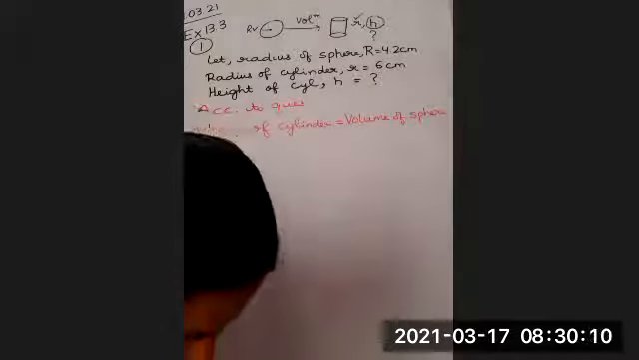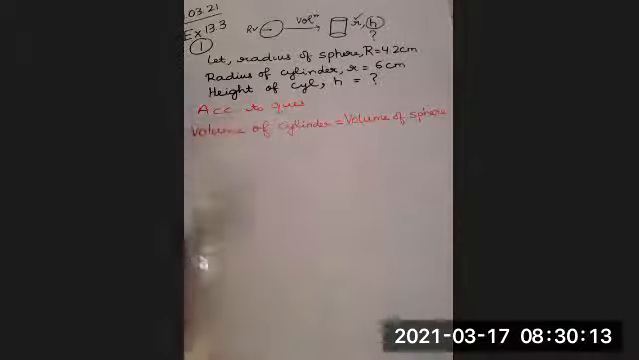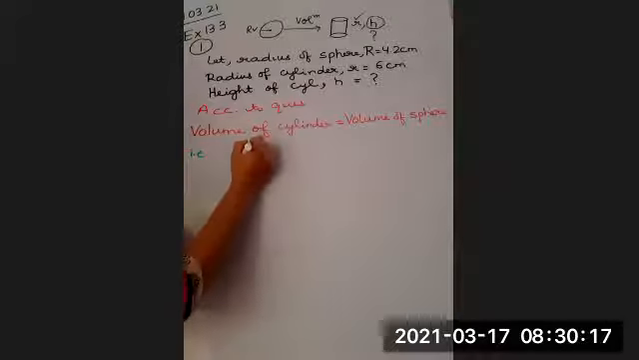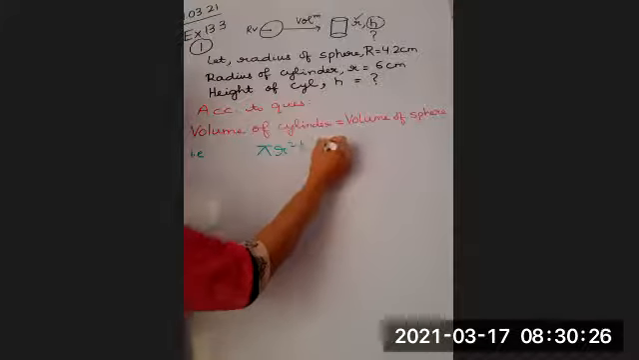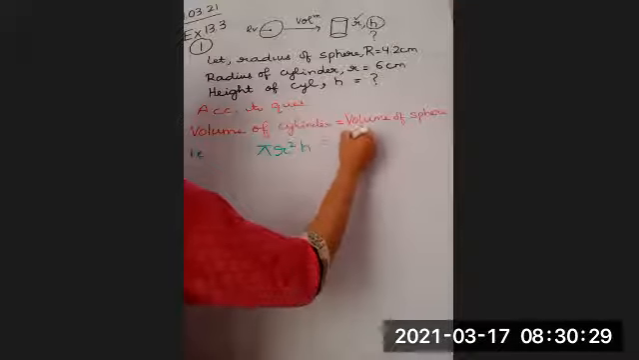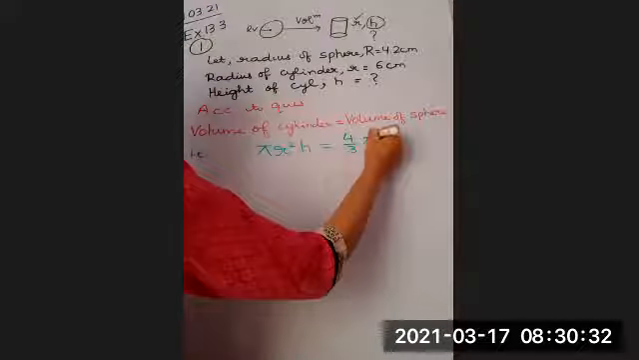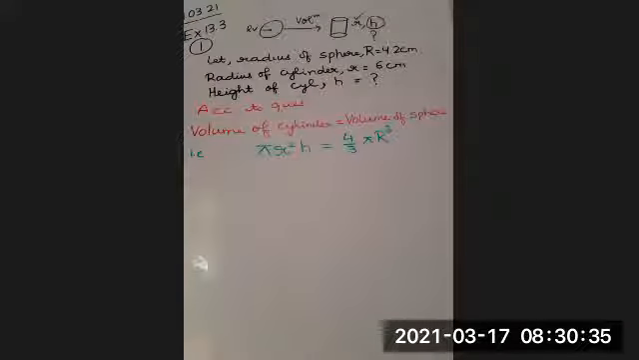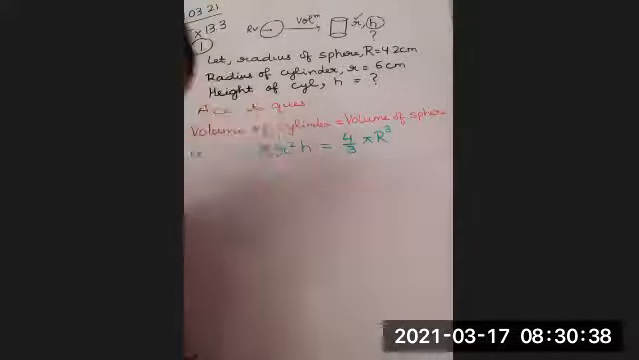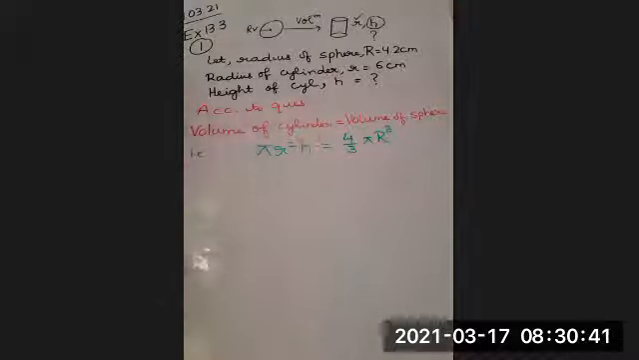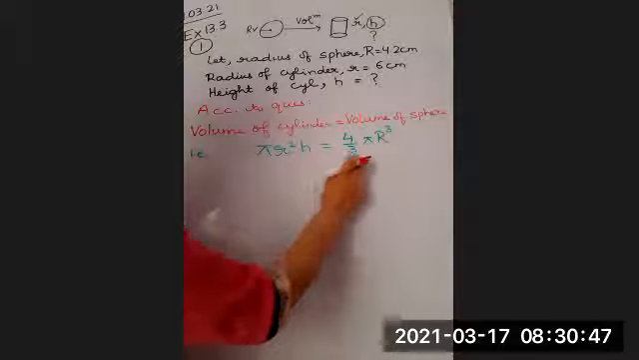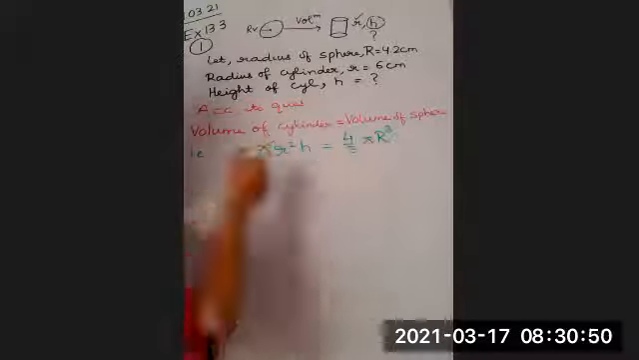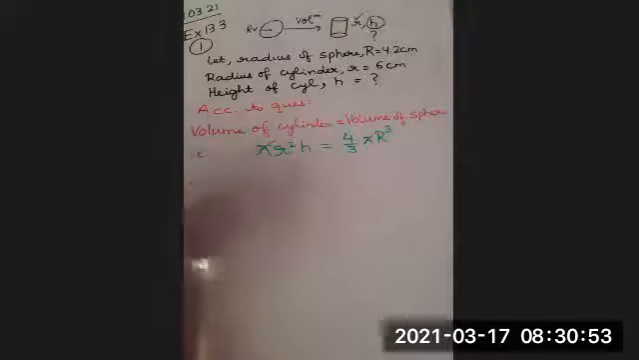And what is the formula for volume of cylinder, children? Pi r square h. Volume of sphere? 4 by 3 pi r cube. Now, in such cases, when you are doing the conversion of one shape into another, you will find pi on both the sides. So, what is the best part in these questions? Cut pi. Pi and pi will get cancelled.